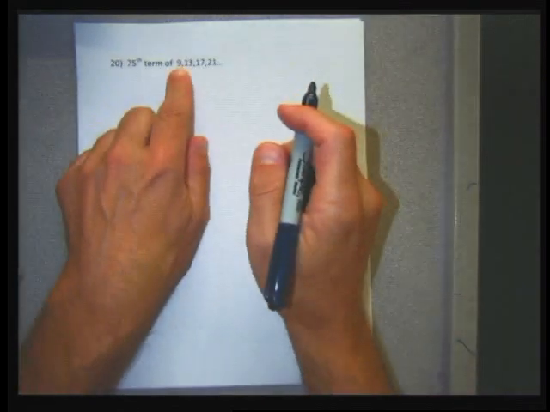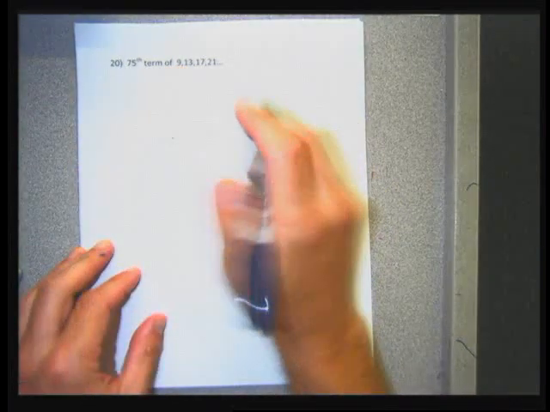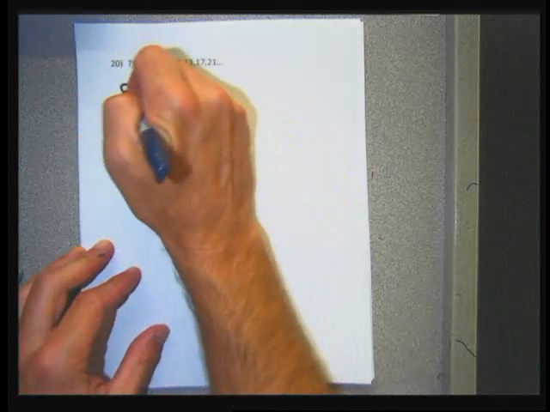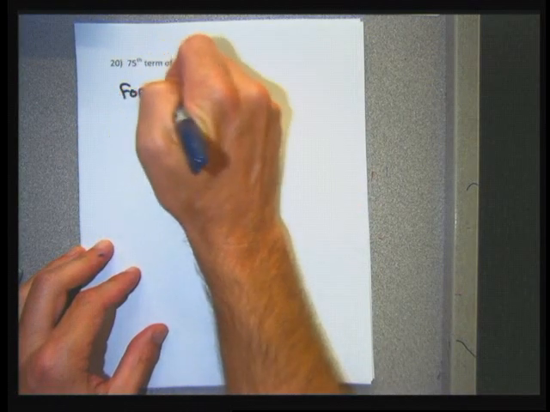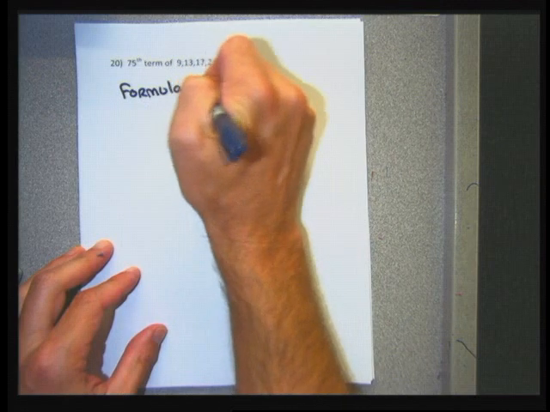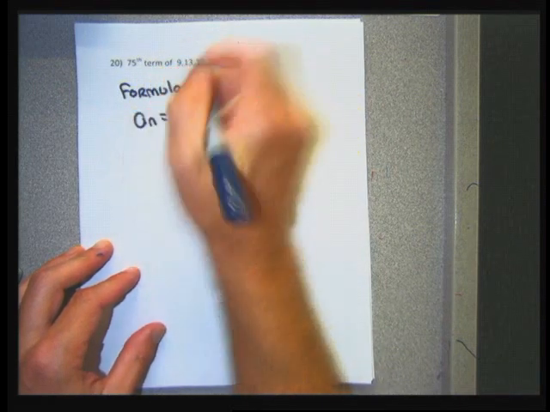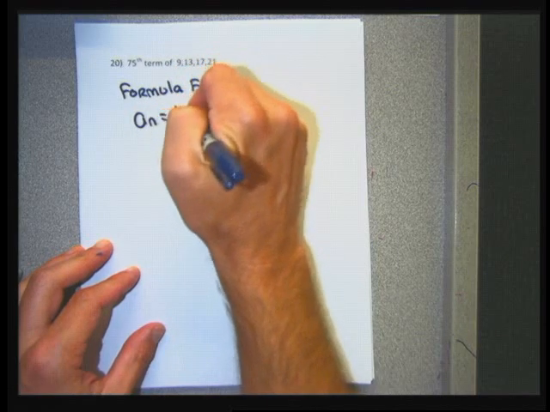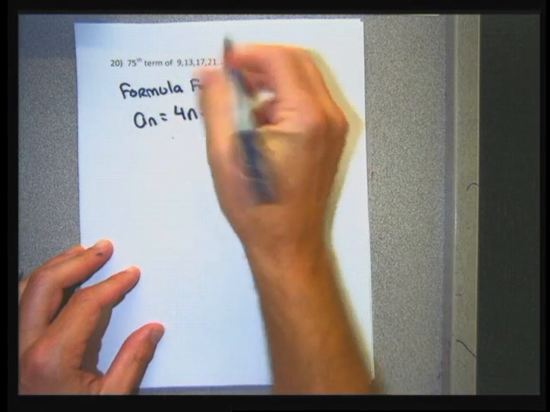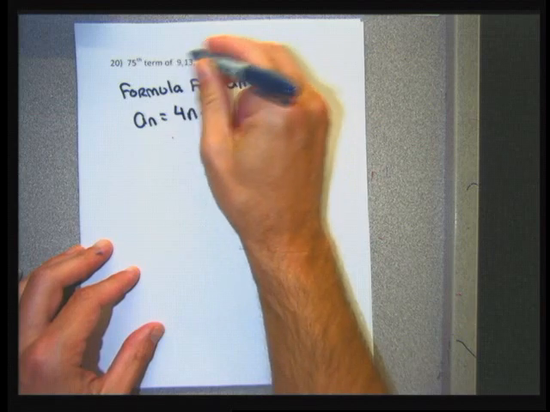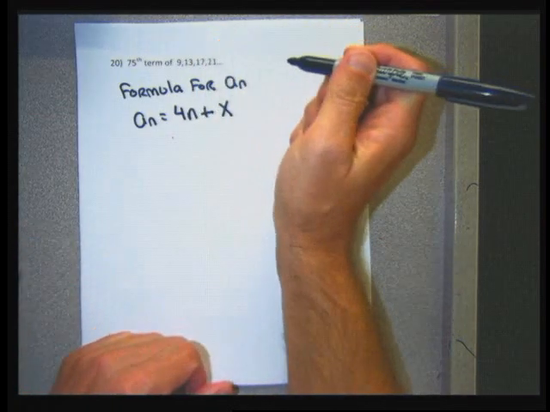So 20, it would be insane for me to try to write 75 terms. If I couldn't write 30 terms separated by 2, writing 75 terms separated by 4 is not going to happen. So I'm going to create a formula for a sub n so I can find a sub 75. I'm going to say a sub n. The common difference here is 4, so it's going to be 4n plus x. The reason it's 4 is because from 9 to 13, 13 to 17, and 17 to 21, they're 4 apart.